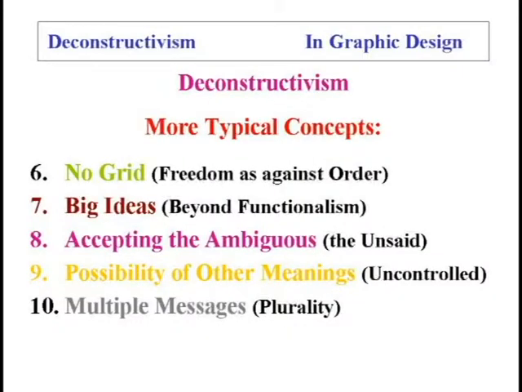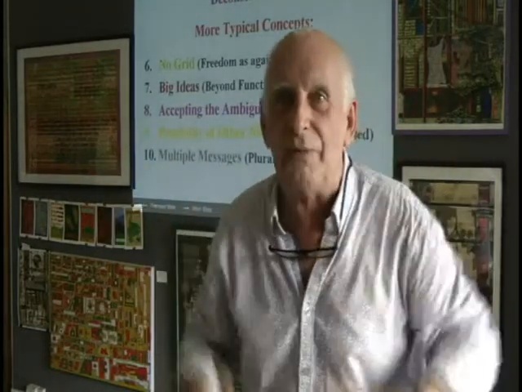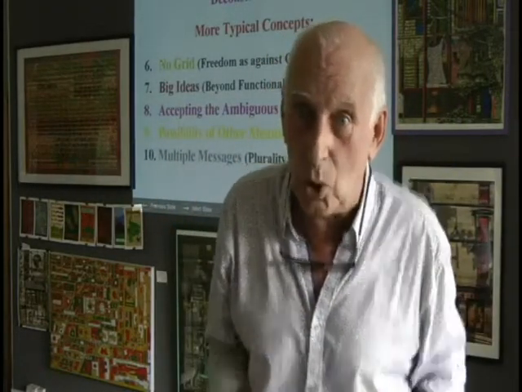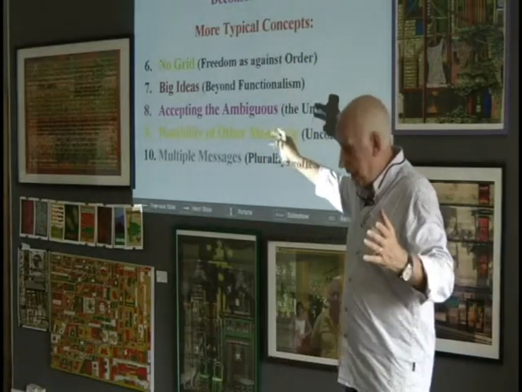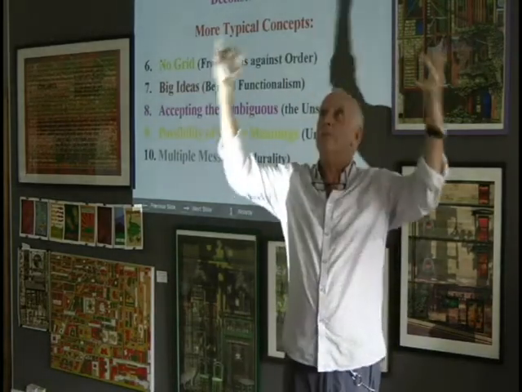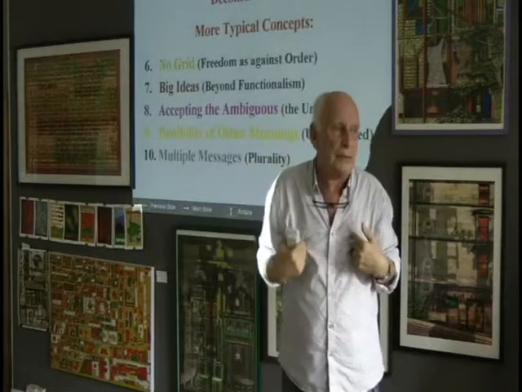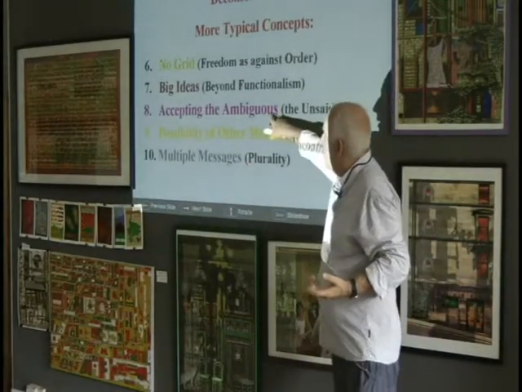Okay? Now, more. No grid. It's like modern architecture, for heaven's sake. There is no grid. Of course, there's a grid. There's a conceptual grid. But there's no right-angled grid that holds everything together like a very tight and boring corset. Okay? There's no grid used on the page to organize the page. Big ideas beyond functionalism. Aesthetics, impact, emotion, whatever you want to call it. The ambiguous.